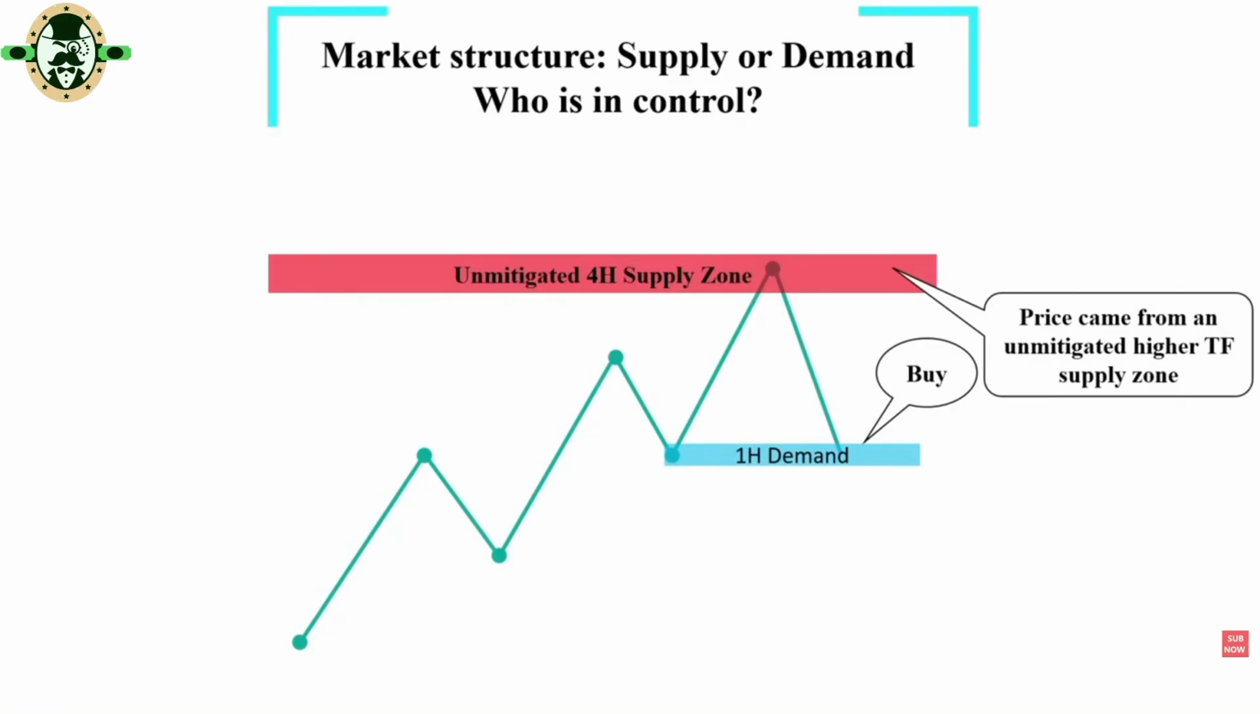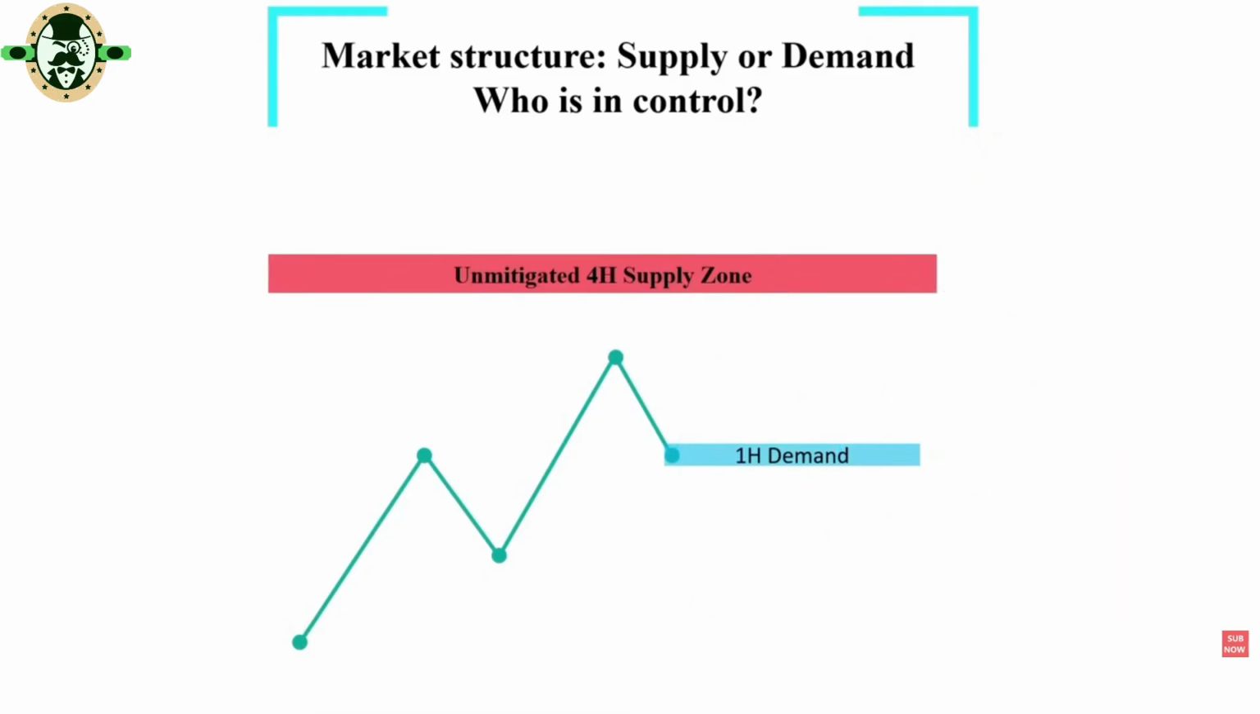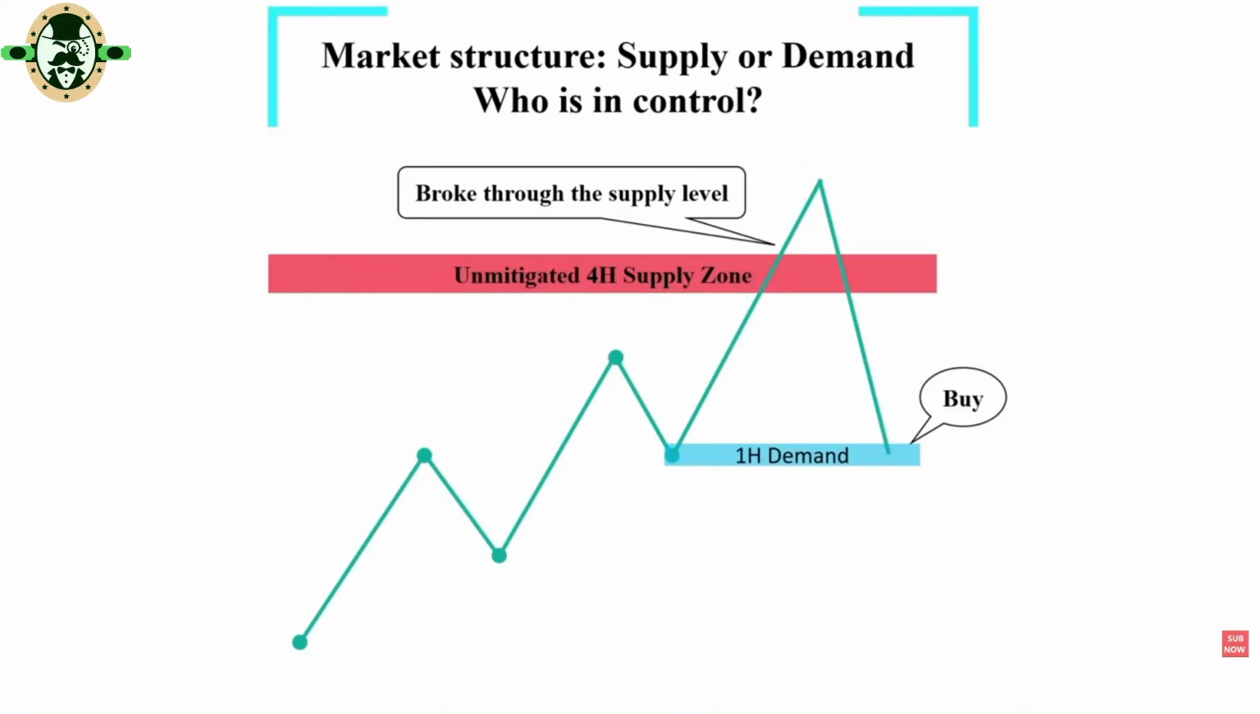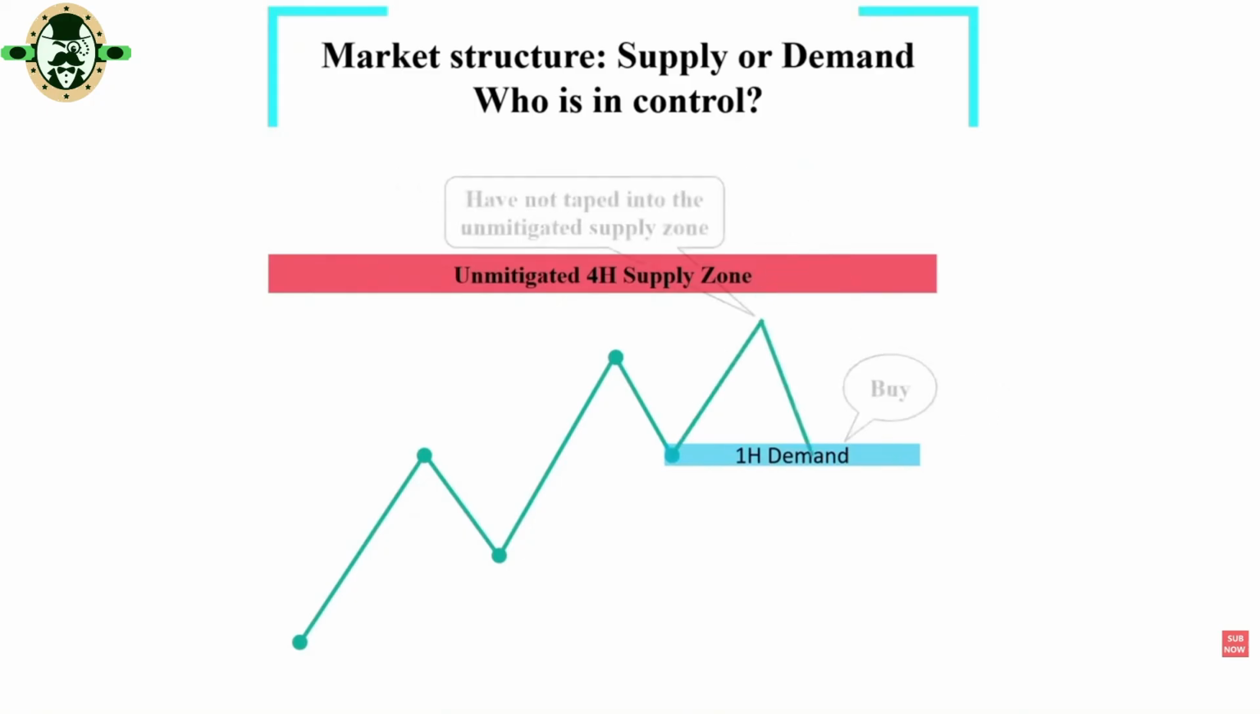Suppose you are waiting for a demand entry, but price is approaching from an unmitigated supply zone. In that case, supply has control, and demand trades require confirmation. Always check where price came from. There are 2 conditions in which we can use risk entry. First, when price breaks through supply, giving us a bullish higher time frame bias. Second, when price breaks structure but has not yet reached the unmitigated supply zone.